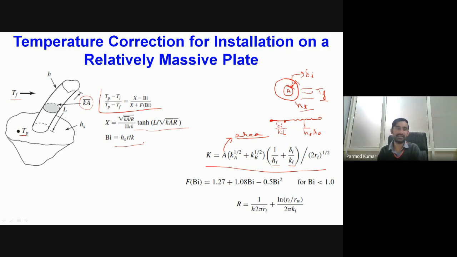Okay, so the characteristic length scale over here is taken as R, which is nothing but the radius of the thermocouple. And as a function of Biot number, if the value of Biot number is less than 1, in that case we can take this particular functional form: 1.27 plus 1.08 times Biot number minus 0.5 times Biot number square.